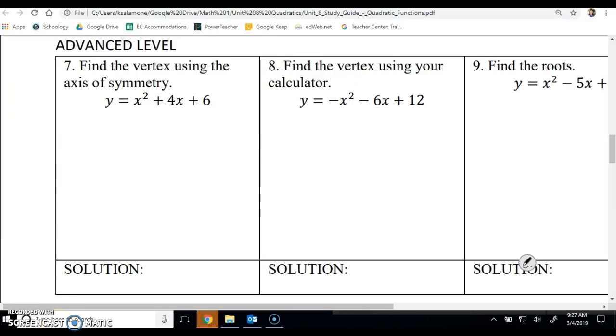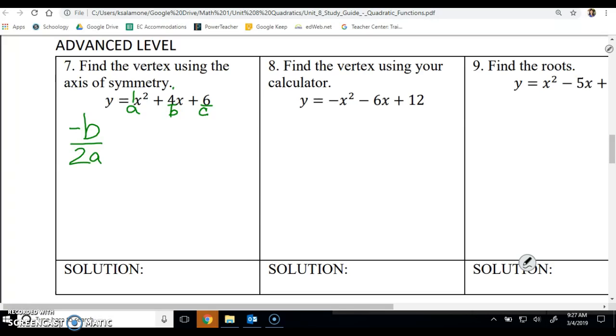Okay, number 7 asks us to find the vertex using the axis of symmetry. So first we're going to remember what that formula is, and it's negative b over 2a. And we need to remember that this 1, this imaginary 1 here, is our a term. The 4 is our b term, and the 6 is our c term. So let's plug into our formula.